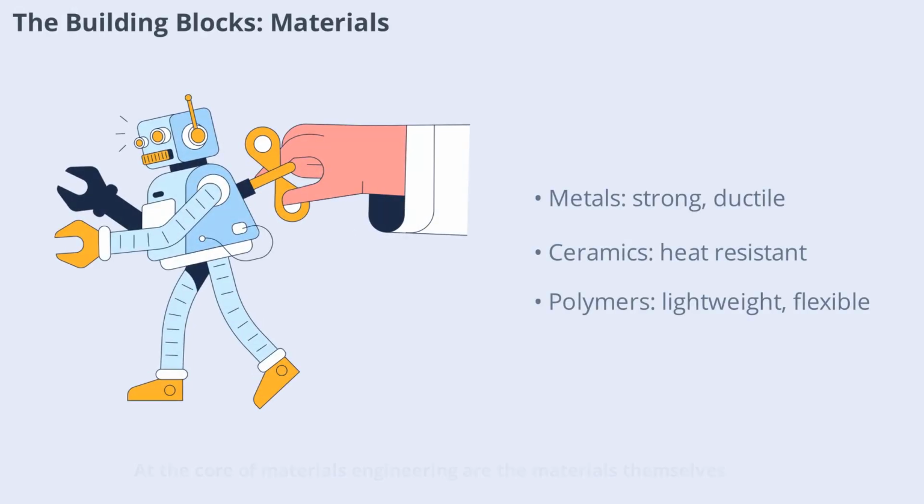The core of materials engineering are the materials themselves. These include metals, ceramics, polymers, and composites. Each type has unique properties that make it suitable for specific uses. For example, metals are often strong and ductile, making them ideal for construction and transportation. Ceramics can withstand high temperatures, while polymers are lightweight and flexible. Composites combine the best features of different materials. Understanding these building blocks is the first step in mastering materials engineering.